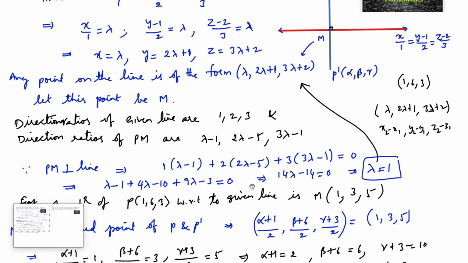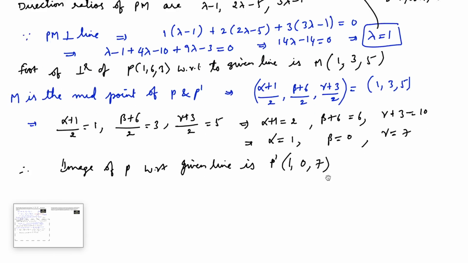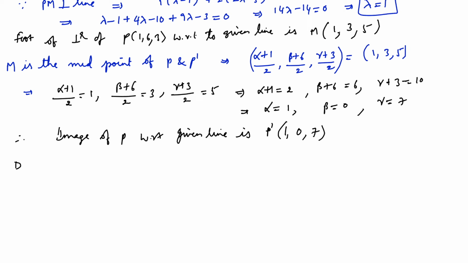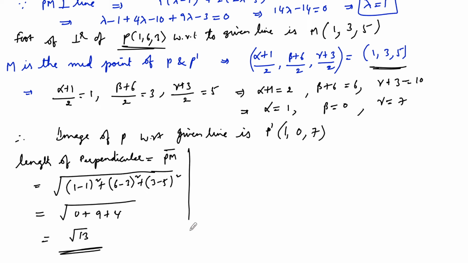So we got the image and the foot of the perpendicular, and now also find the length of the perpendicular. The length of the perpendicular is the distance between P and M, which is under root of, with P (1, 6, 3) and M (1, 3, 5), 1 minus 1 whole square plus 6 minus 3 whole square plus 3 minus 5 whole square. So that is under root of 0 plus 9 plus 4. So we can say the length of the perpendicular is root 13.